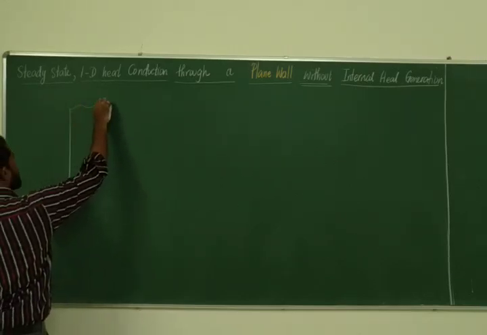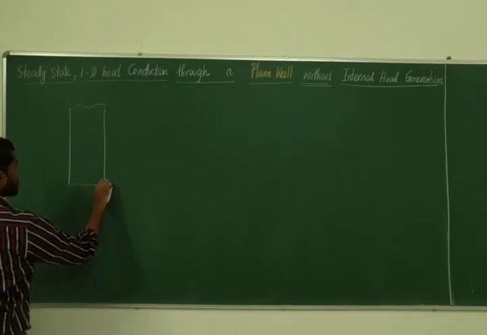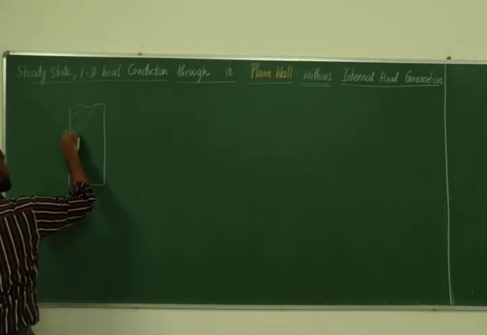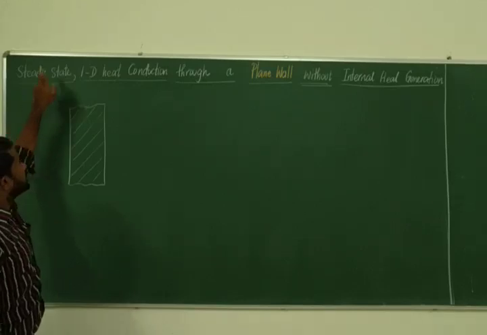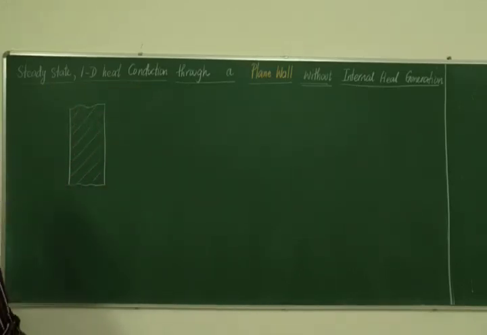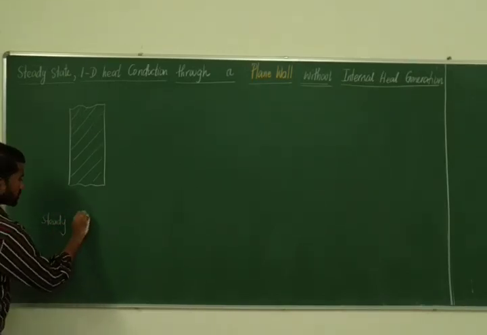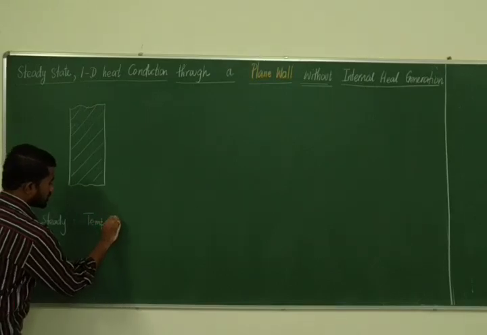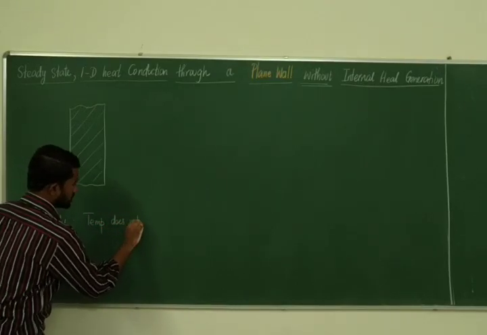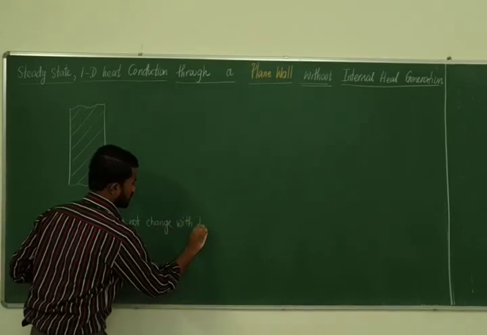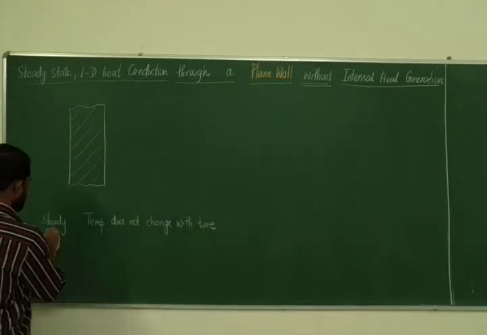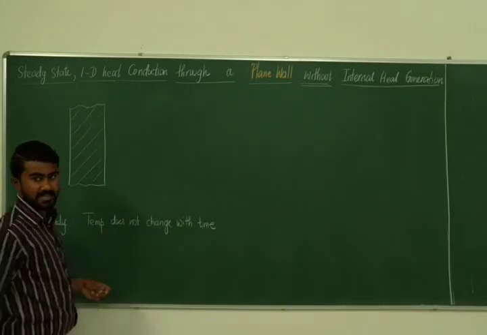Say you have a very large plane wall. This is the large plane wall that you are going to study. What is happening to the plane wall? There is a steady 1D heat conduction. Steady means the temperature does not vary in time. So temperature does not change with time. Whenever you have steady, the word steady tells you that there is no time variation.